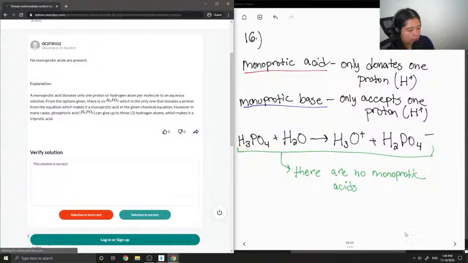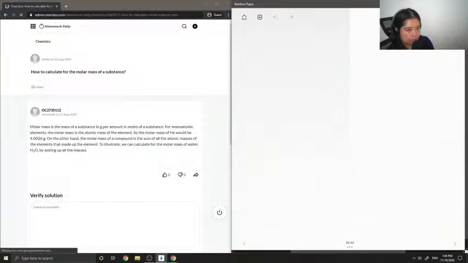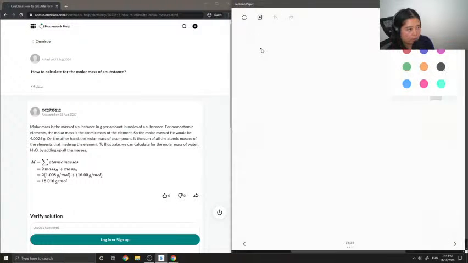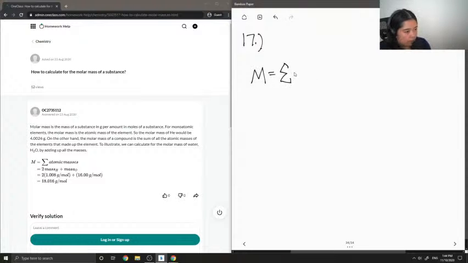And I think we have time for one more question for this session. So how do you calculate the molar mass of a substance? So I'm just going to write down that the molar mass is equal to the sum of all your atomic masses with respect to how many atoms there are in that compound. So that's what I just wrote N there for.